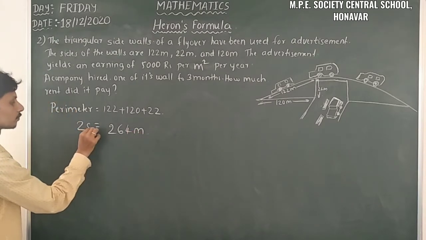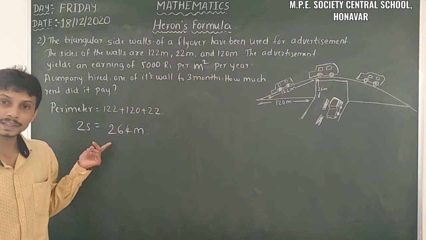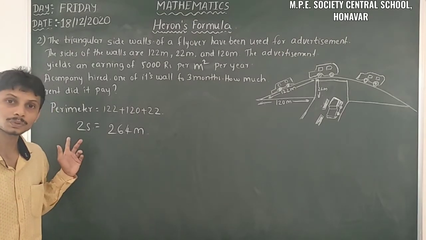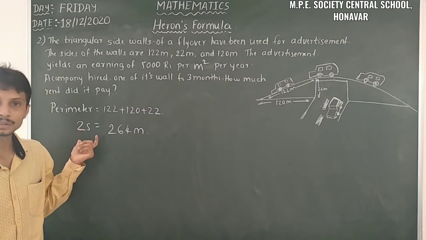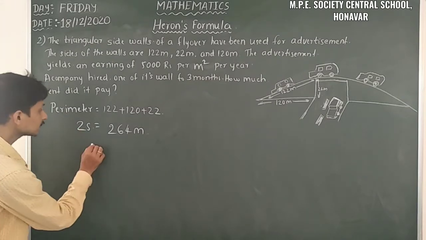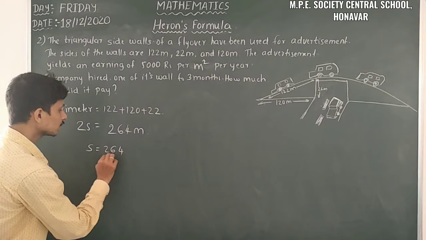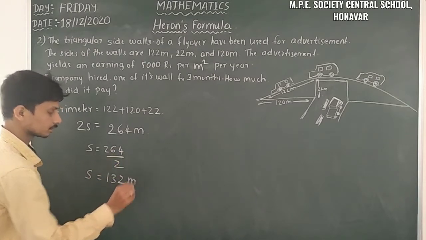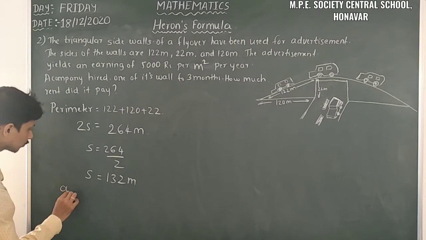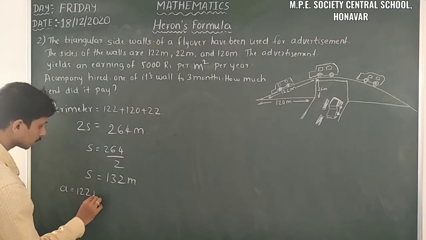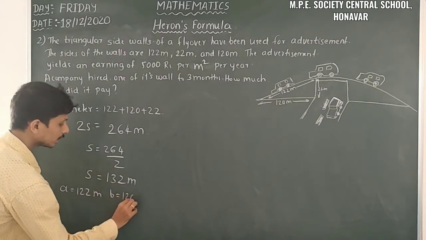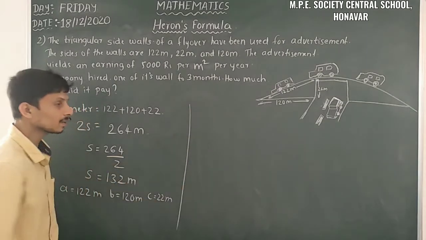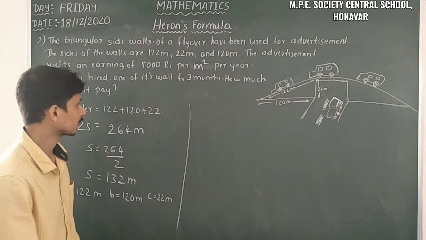It is 2s. So we already know that s is equal to (a plus b plus c) by 2. That means when we transpose this 2 here, it becomes 2s. That is s is equal to 264 divided by 2. S is equal to 132 meter. And here the value of a is equal to 122 and b is equal to 120 meter and c is equal to 22 meter. And then we have to find out the area of this triangle.